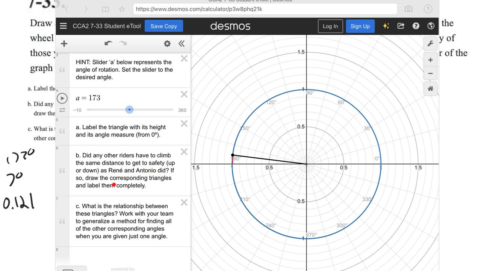If so, draw the corresponding triangles and label them appropriately. So on this one, in theory, if we're talking about that 7-degree thing, well, then we need a 7-degree triangle going this way. We need that 7-degree triangle, which is clearly 7.